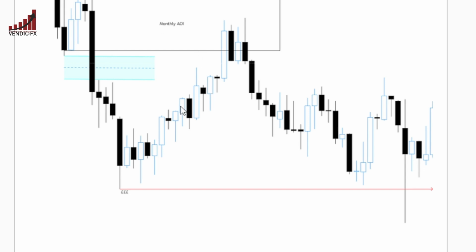So immediately you see this kind of rejection from a particular zone coming to that imbalance, you should be expecting a reversal from around that particular imbalance, and then you can decide to sell back. That is just it. It's as simple as that.